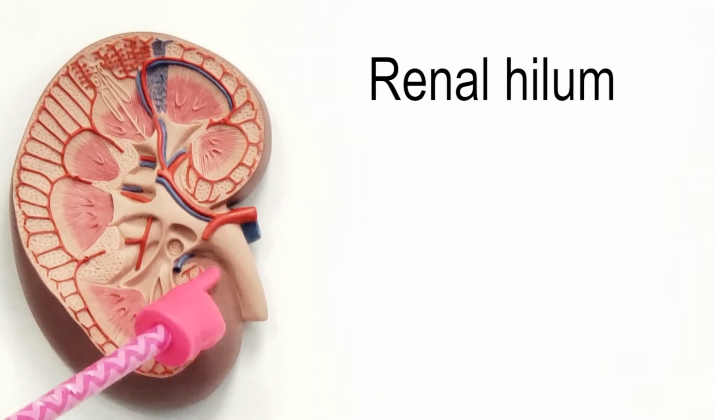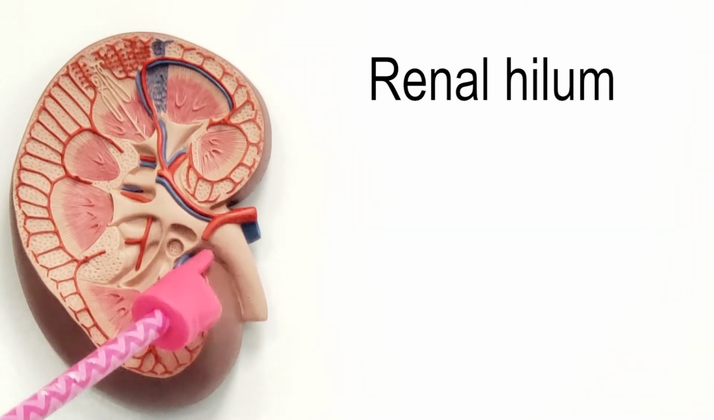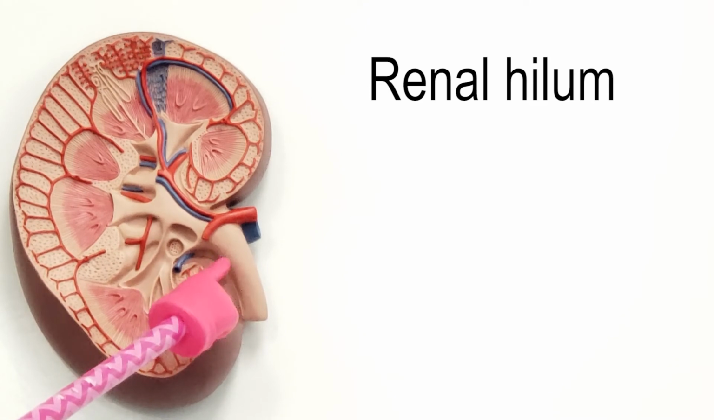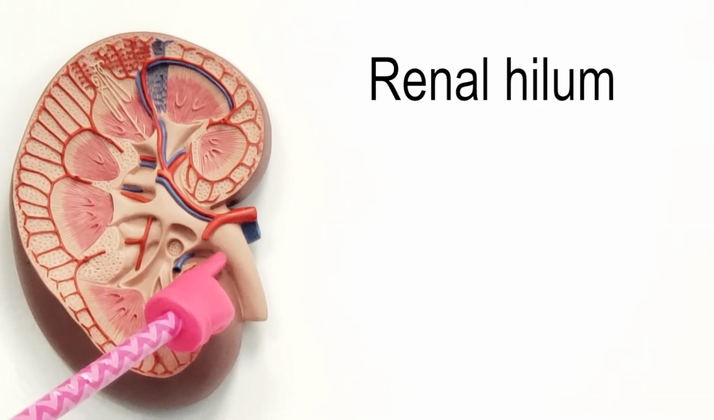Hilum. This is the recessed location of the kidney where the renal vein, renal artery, and ureter enter and exit.